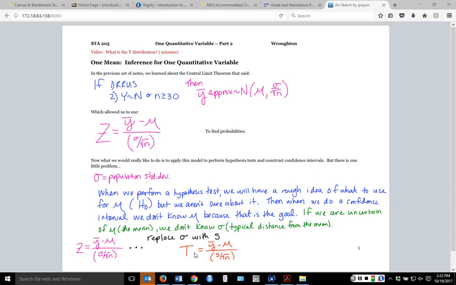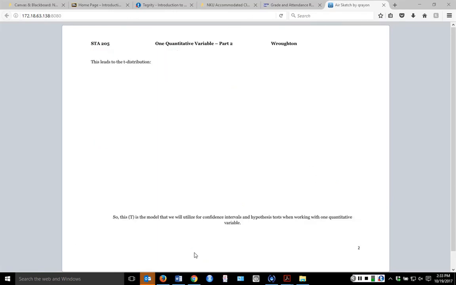So this is what kind of drives us to the point where I talk about, well, what is a T? What is a T distribution? So the first thing I'm going to do here is actually draw the Z that we're used to. So this is what we're used to seeing. That's going to be our Z. And Z was centered at 0, remember, because the mean was 0 standard deviations from the mean.